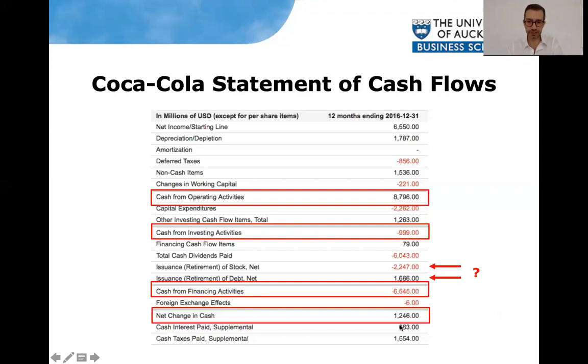So in total, the net change in cash for Coca-Cola is positive $1.2 billion. So basically they have almost 9, and here you go, minus 1 is 8, minus 6.5 is approximately 1.5 billion left. Okay, so this is the structure of Coca-Cola.